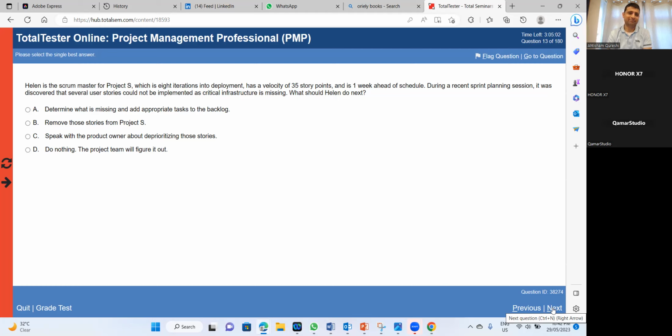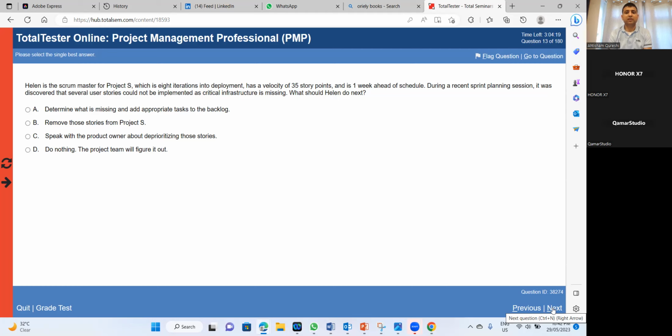I think better A, determine what is missing and add the appropriate task to the backlog. Yeah, but again, guys, you are the Scrum Master. Yes, I understand, and you can do that: determine whatever is missing and add the appropriate task to the backlog. But always, once you touch the backlog, you need to consult the poor guy, the product owner. Now again, why would you consult him about deprioritizing those stories? No means, right? Because this is left out.